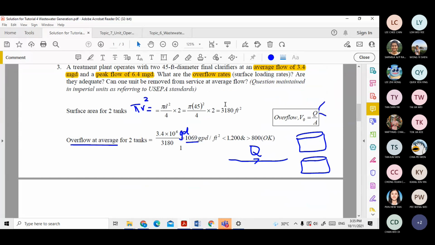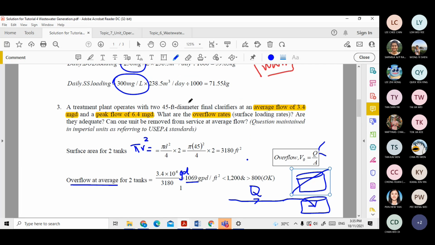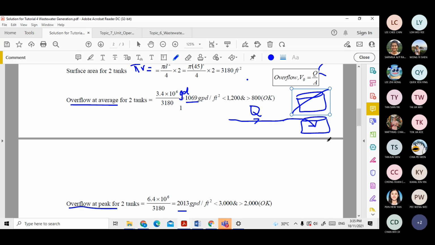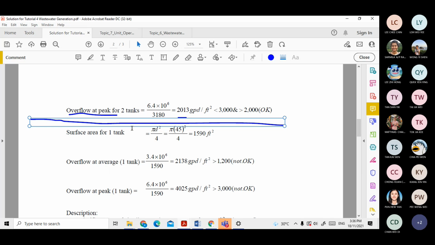Now the next question is, can one unit be removed from service at every flow? Let's say after some duration of operation, one of the tanks is shut down for maintenance. So we are left with only one tank. The daily flow now has no choice and enters only one tank, so all this 3.4 and 6.4 flow has to enter into only one tank. The question is whether the design is still okay or not. So we redo the same calculation, but for only one tank.